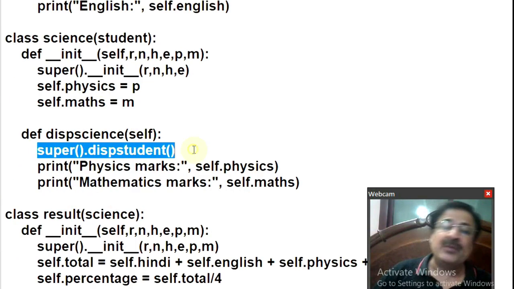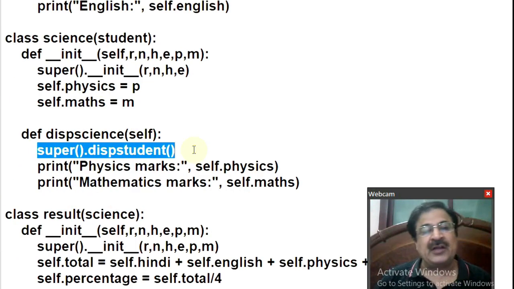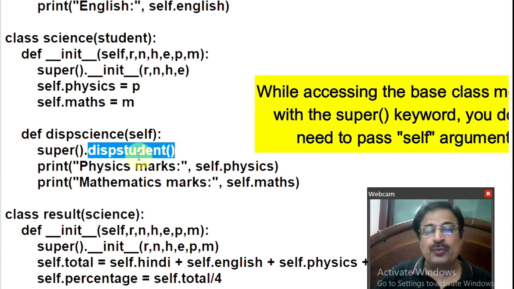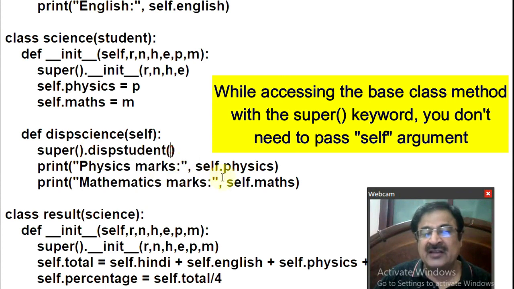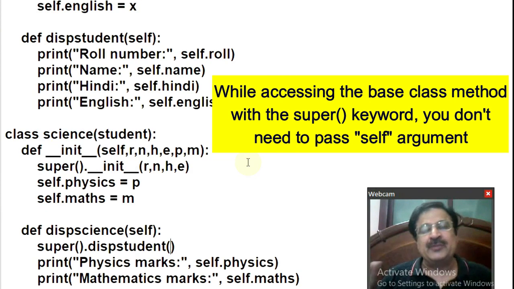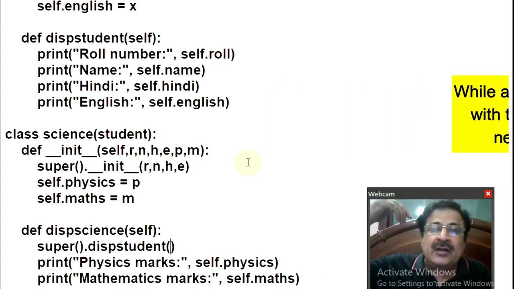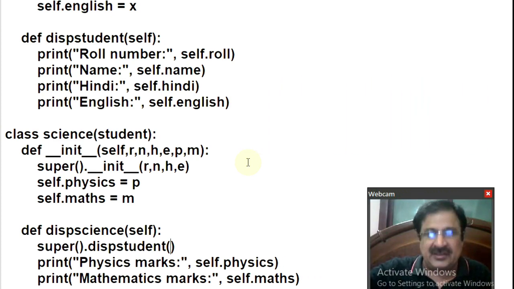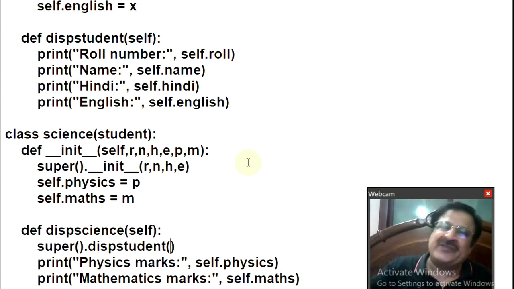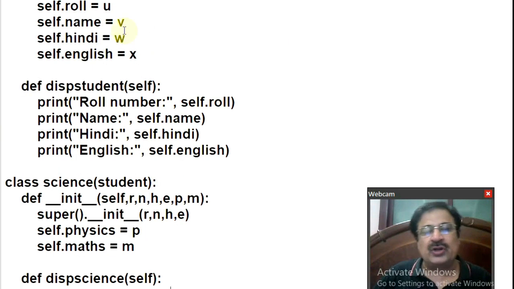Here you are invoking the disStudent function of the superclass. The superclass of science class is student. See, while invoking the function using the super keyword, I am not supplying the self parameter here. So I am explaining the two methods by which the function of the base class, that is superclass, can be invoked. One is by using the super method and second is by specifying the base class name. So control will jump to the disStudent function of the student class and it will display the roll number, name, Hindi, English marks. So you got all the four things displayed.